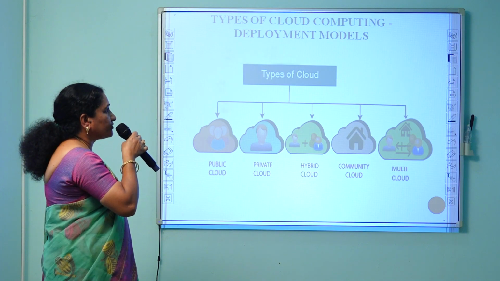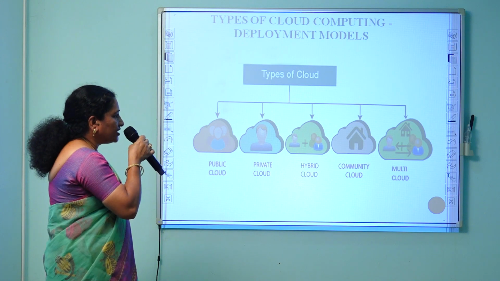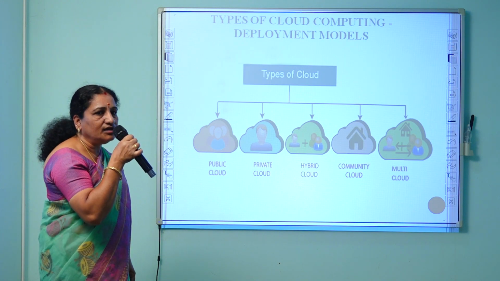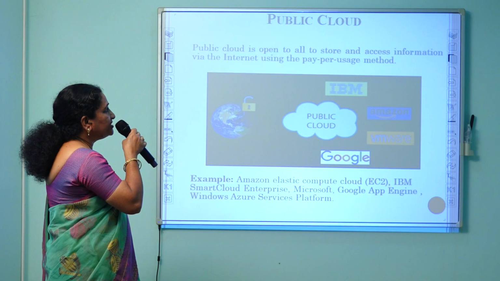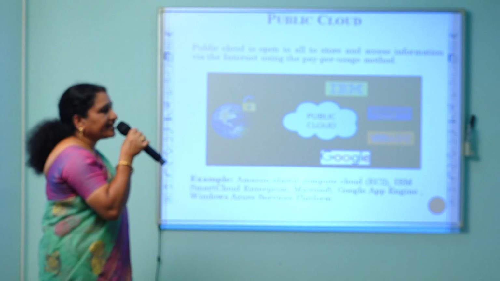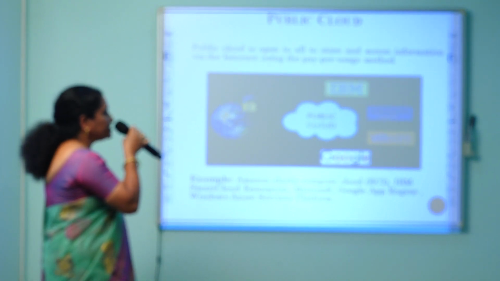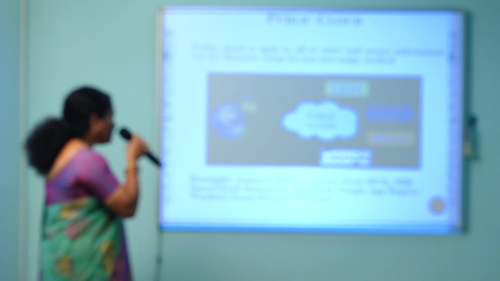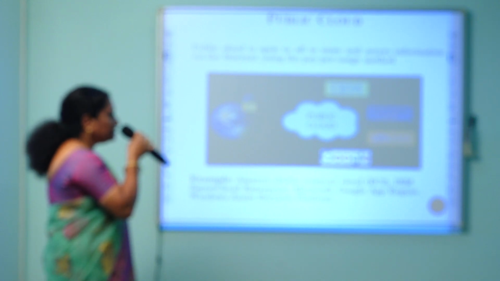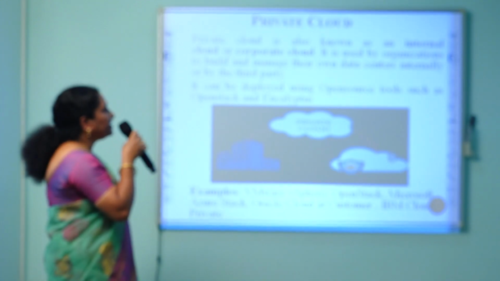So these are the types of cloud computing deployment models: public cloud, private cloud, hybrid cloud, community cloud and multi-cloud. The first one is public cloud. Public cloud is open to all to store and access information via the internet using the pay-per-usage method. Examples for public clouds are Amazon Elastic Compute Cloud, that is EC2, IBM Smart Cloud Enterprise, Google App Engine, etc.